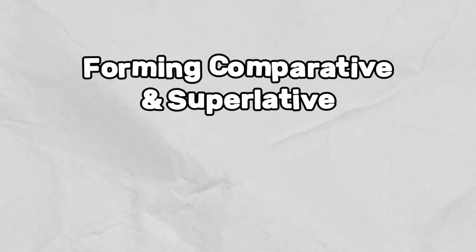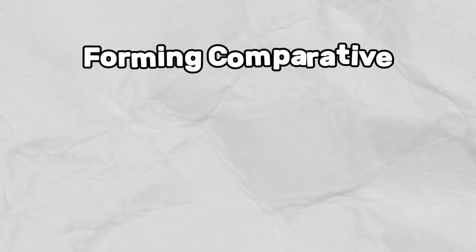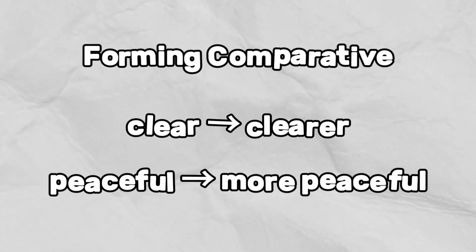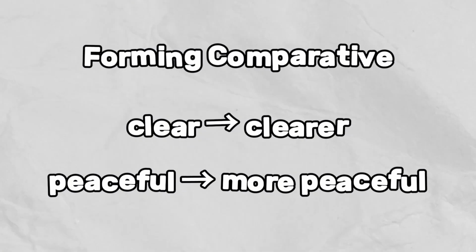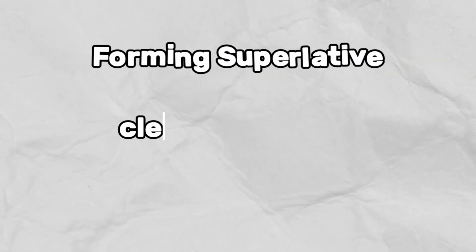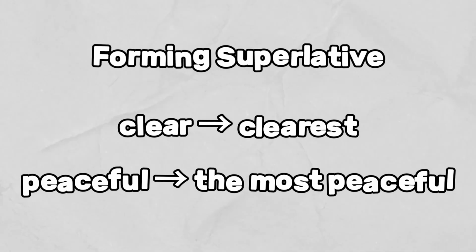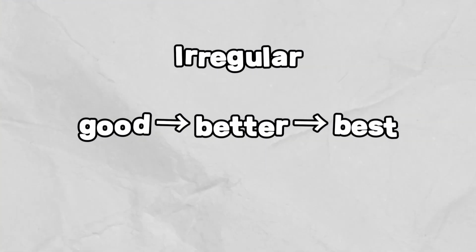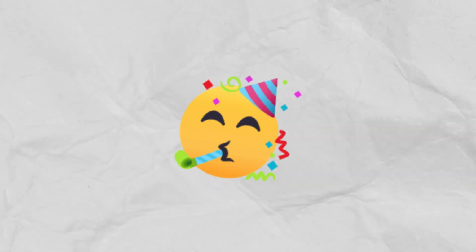Okay guys, let's look at forming comparatives and superlatives. Comparatives often add er or use more or less. For example, clear becomes clearer. Peaceful becomes more peaceful. That is comparatives. And the next is superlatives. Superlatives add est or the most or the least. Clear becomes clearest. Peaceful becomes the most peaceful. But some adjectives are irregular. For example, good becomes better, and better becomes best. So that's how you form comparatives and superlatives.